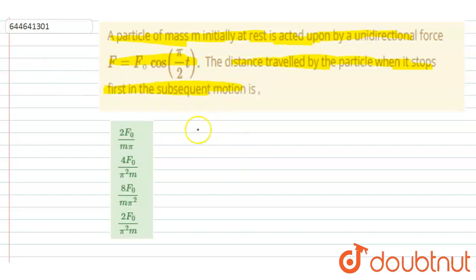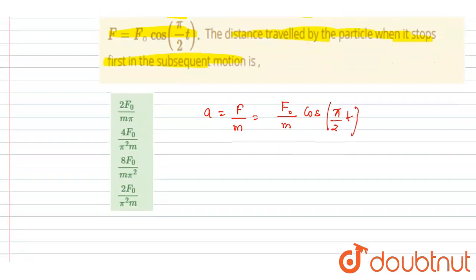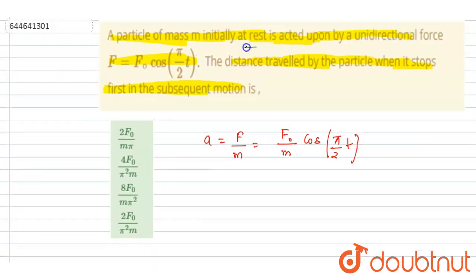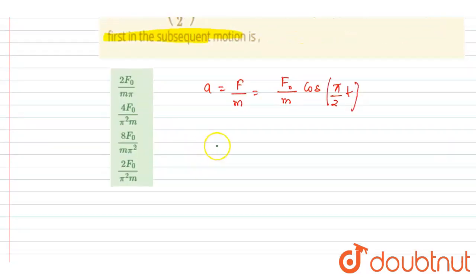So if you see, the force is given like this, and we know that the acceleration is force by mass, and the force is a function of time. So I will write F naught by m into cos of this. So we can get the velocity by integrating this, and we know that initially it was at rest at t equals 0. We know that dv by dt, that is the acceleration, is F naught by m cos of this.